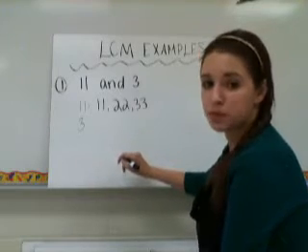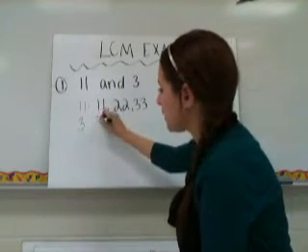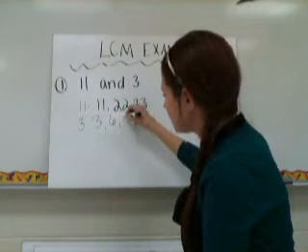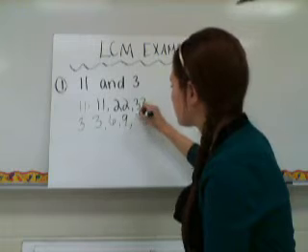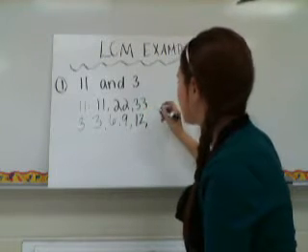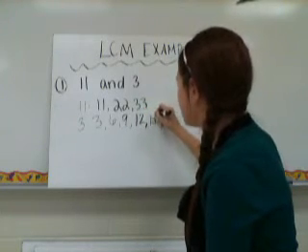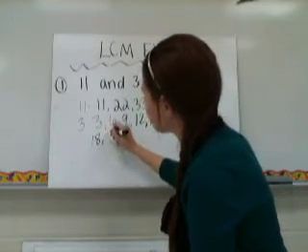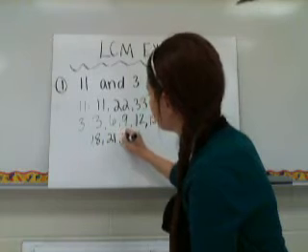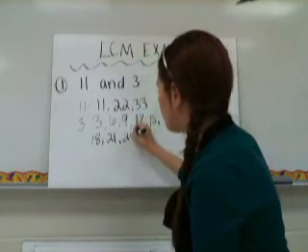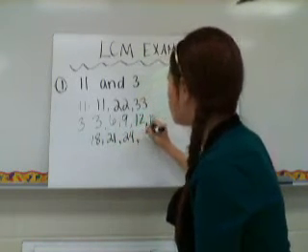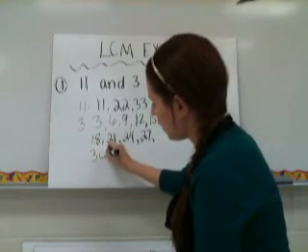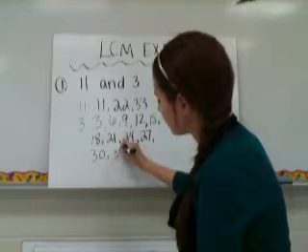Now I'm going to do my multiples of 3. 3 times 1 is 3. 3 times 2 is 6. 3 times 3 is 9. 3 times 4 is 12. 3 times 5 is 15. 3 times 6 is 18. 3 times 7 is 21. 3 times 8 is 24. 3 times 9 is 27. 3 times 10 is 30. And 3 times 11 is 33.